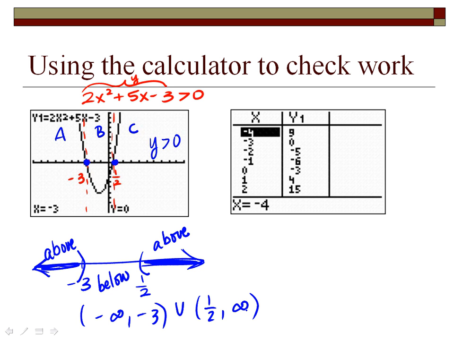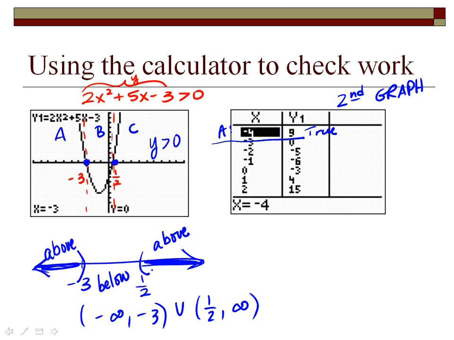Another way is to look at your table, right, by doing second graph. And in the table, I can go to the values of x that I need to plug in and check, right? We said something left of negative 3. So in our region A, we tested negative 4. Well, we got 9. Is 9 greater than 0? Yes, that's true.